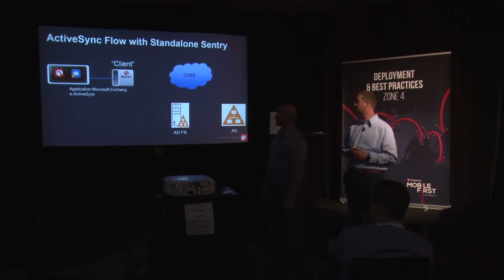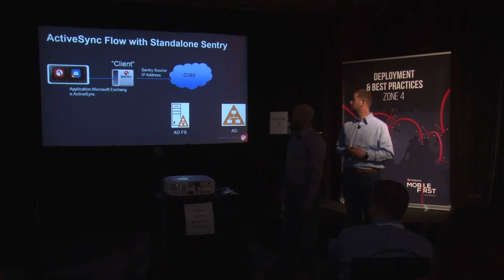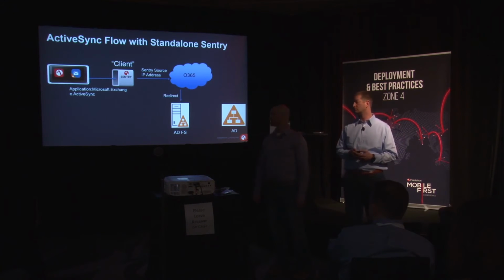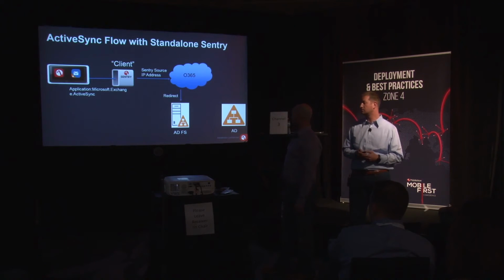All right, so let's start talking about the ActiveSync flow here with our standalone. As we can see, the device over on the left side of the screen here, the application is ActiveSync. That's going to come through, it's going to hit the Sentry, and now as the Sentry becomes the client hitting Office 365, that's the source IP address. As that redirect occurs to ADFS, the user is simply just going to have to enter their username and password in AD, and that's where they're going to receive their mailbox sync once they've authenticated properly.